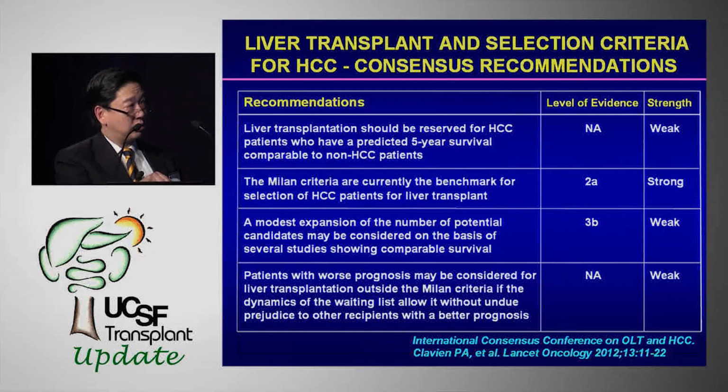Milan criteria is still the benchmark for selection of patients for transplant, and then modest expansion like the UCSF criteria may be considered because of several studies showing comparable survival, but this is really the key here. Those with worse prognosis may be considered for transplant outside Milan if the dynamics of the waiting list allow this to happen without undue prejudice to other recipients with a better prognosis. Other than the statement about Milan criteria, all the other recommendations were considered to be weak based on the level of evidence presented.